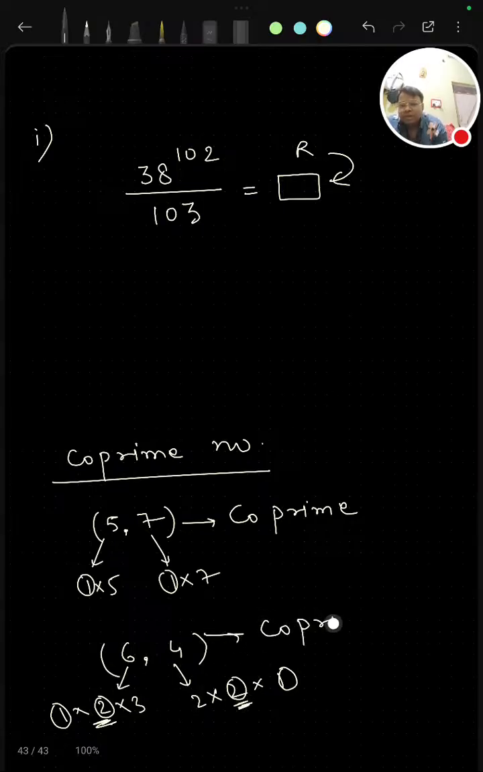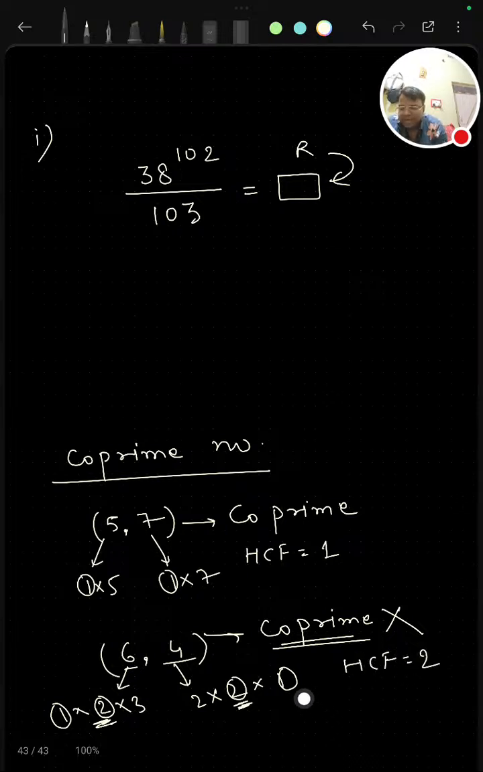The condition to become a coprime number is that both numbers have HCF 1. You can see that here HCF is 2, so it is not coprime. Here HCF is 1, so it is coprime. Here it is HCF 2, so it is not coprime. Okay, HCF must be 1, highest common factor must be 1, then it is a coprime number.